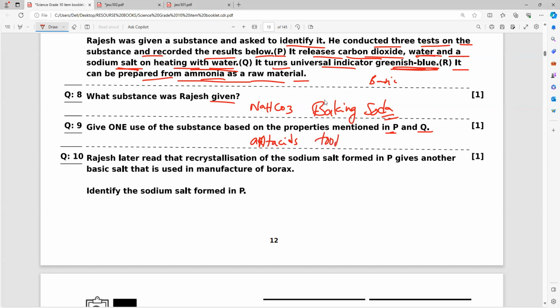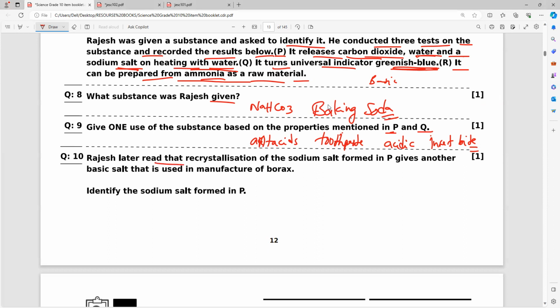Next, used in where? Used in toothpaste. Do you remember, everyone? The majority of our toothpaste contains sodium hydrogen carbonate. Next, it is then first aid in what? Acidic insect bites. So whenever there is a formic acid ant sting or honeybee sting, you can use this one, baking soda. Okay, so that is what anyone can use.